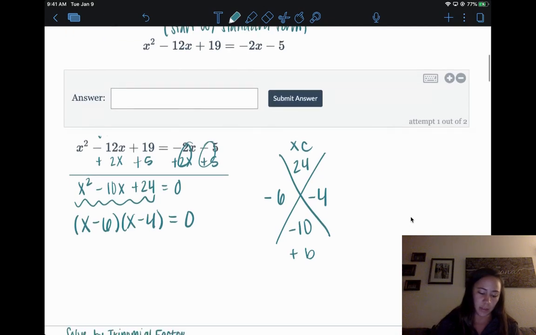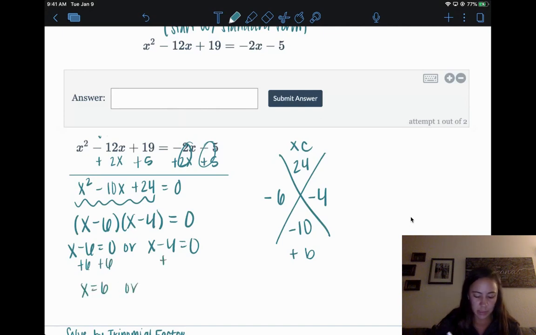From here, use the zero product property. So x minus 6 is equal to 0, or x minus 4 is equal to 0. Adding 6 to both sides gives you x is equal to 6, or add 4, you get x is equal to 4. So for your solutions, you don't have to type in anything except 6, comma, 4. That's it. That's all you're going to submit.